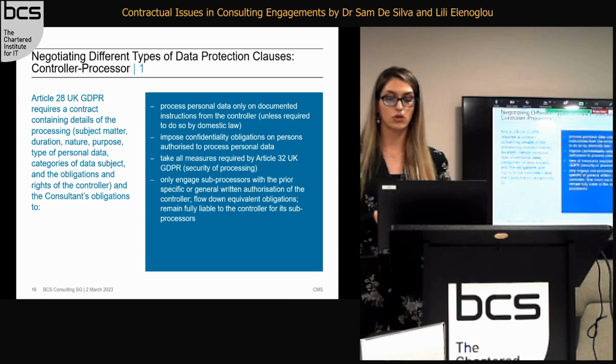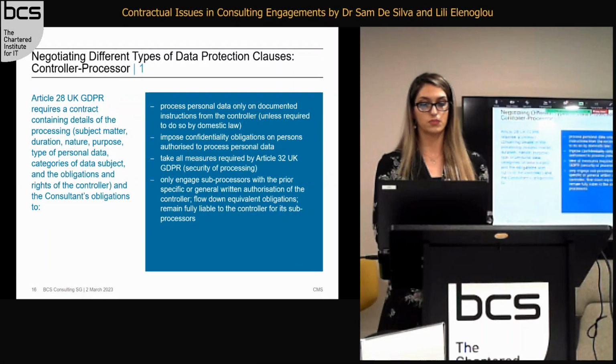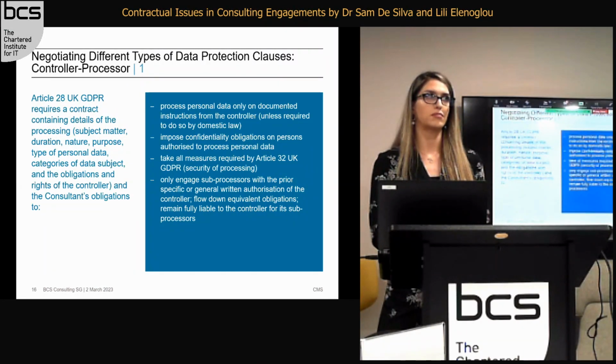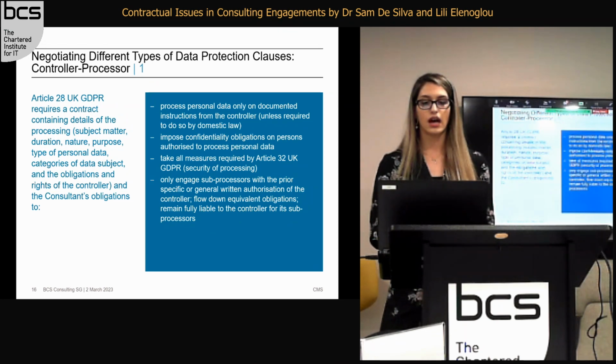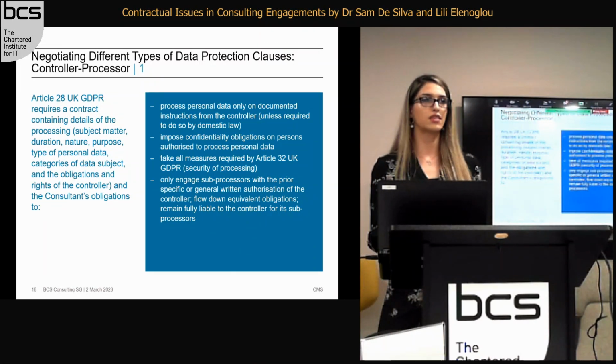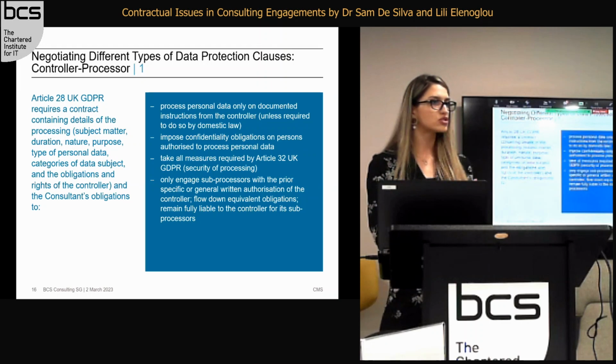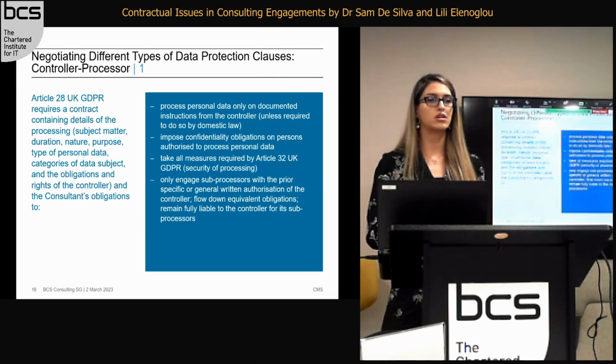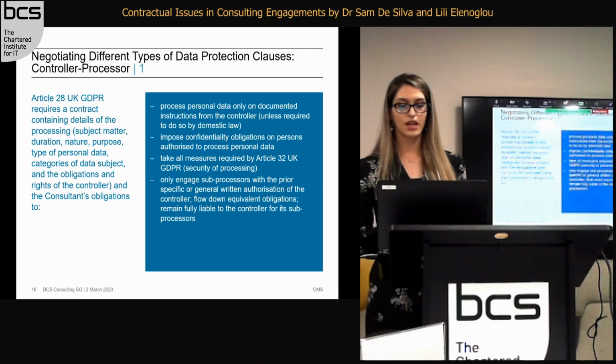Impose confidentiality obligations on persons authorized to process personal data. That sometimes can be, for example, in an employment contract or in a consultancy contract. Take all measures required by Article 32 of the UK GDPR, which speaks about the security of the processing, and that could include pseudonymization of data, encryption, or multi-factor authentication, for example.